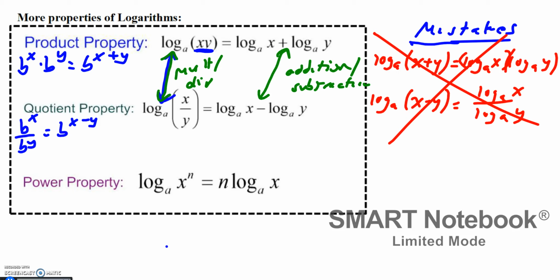There's also one more property called the power property, which says that if you have a log raised to a power, you can bring that power down front, and it is the same as the power times the log. And that one comes in handy quite a bit as well.